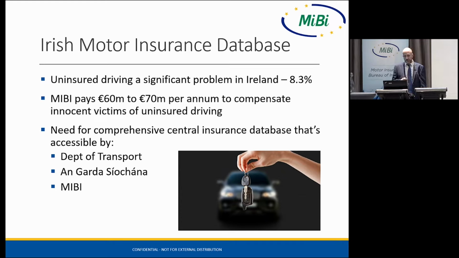So, uninsured driving is a significant problem in Ireland. It is estimated that over 8% of vehicles on our roads are uninsured. You may think that this is very high, and it is. We have one of the highest uninsured rates in Europe, 3 times as high as the UK, and 4 times the EU average. As mentioned by Aisling earlier, MIBI pays in the region of 60 to 70 million per year, compensating innocent victims of uninsured driving. This highlights the need for a comprehensive central insurance database that's accessible by An Garda Síochána, Department of Transport, and MIBI.